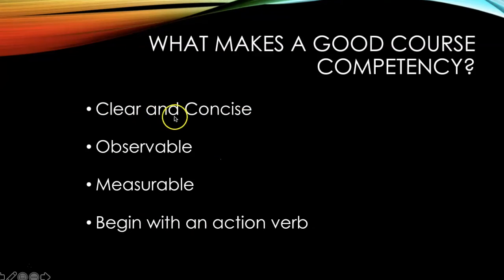We want to make sure that they're clear and concise, that our students can read them and understand what they mean, so they're written in very clear language. They need to be observable, so something that you can see within your class. They need to be measurable, so that you can evaluate if they did it or not, if they've met it yet or not. And you'll want to begin with an action verb.